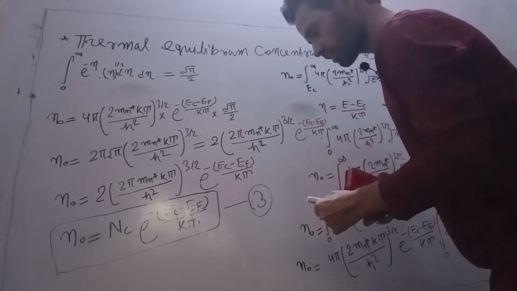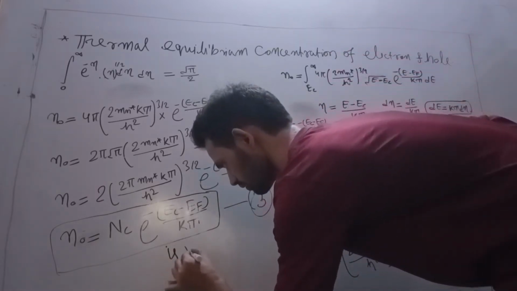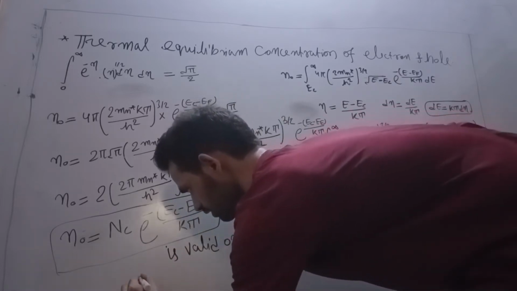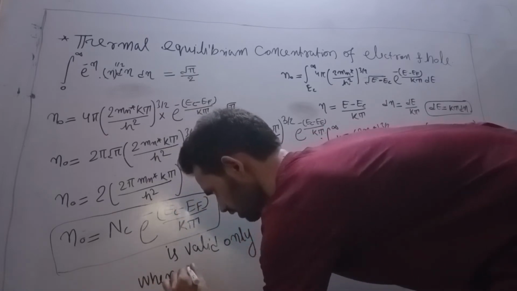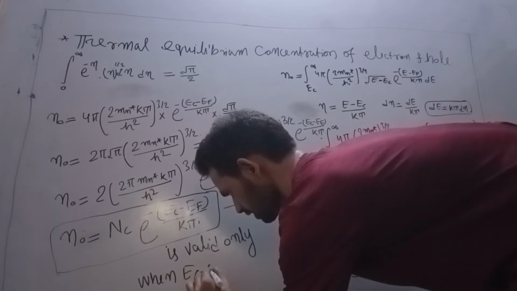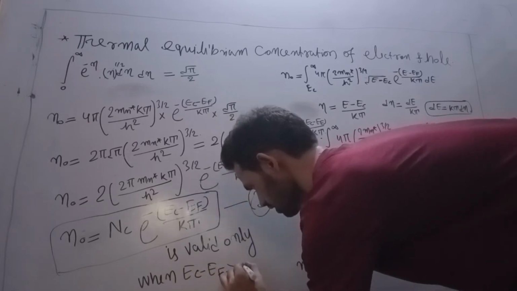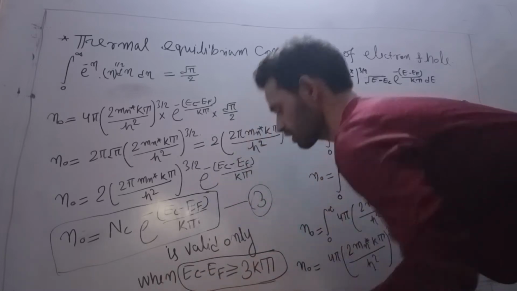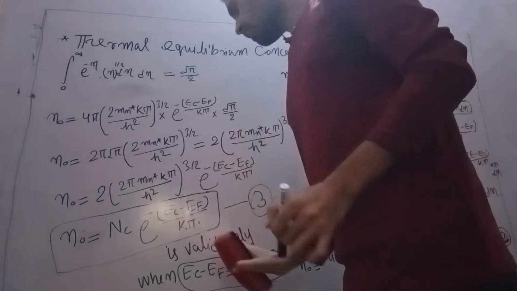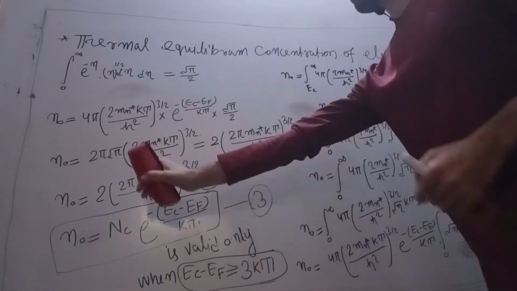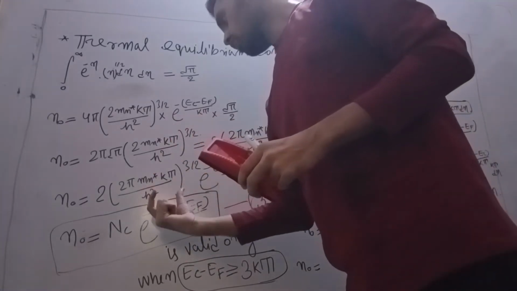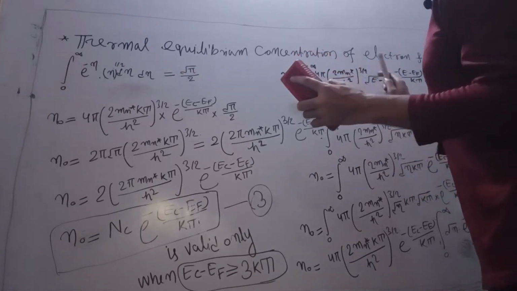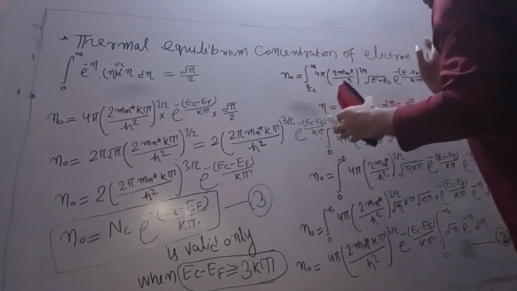So I will write here: it is valid only when Ec minus Ef is at least 3 times of kT. kT means temperature can be anything, it may be 300, it may be 400. At any temperature, if this condition is satisfied, then you are able to take this approximation. Otherwise not. This is for the thermal equilibrium concentration of electron.